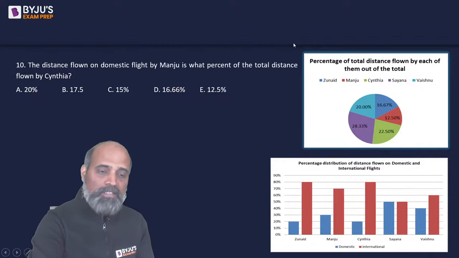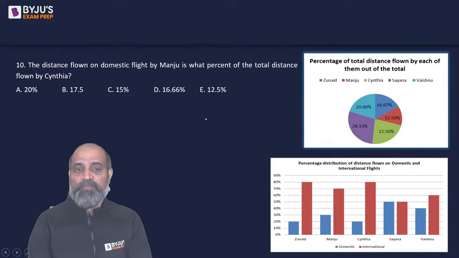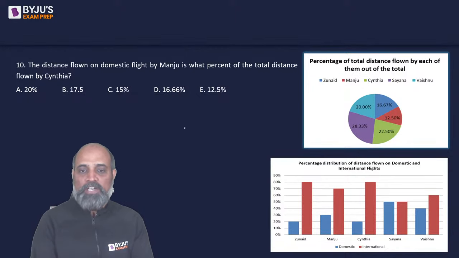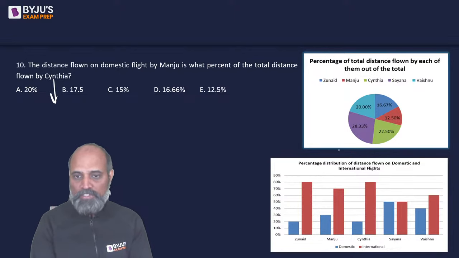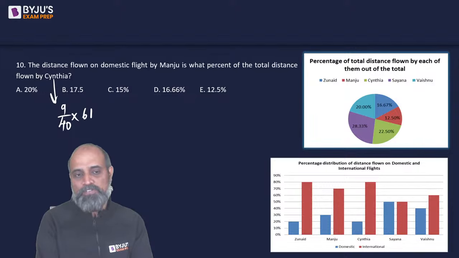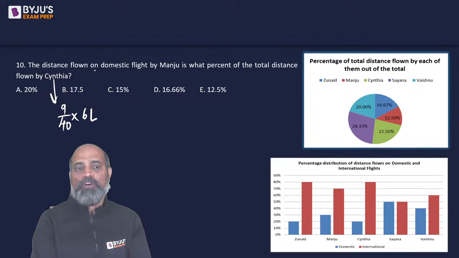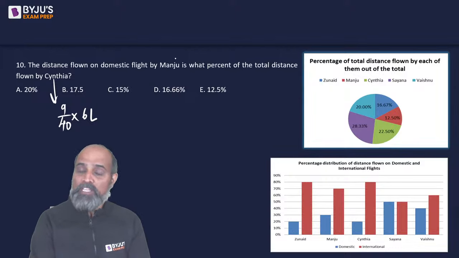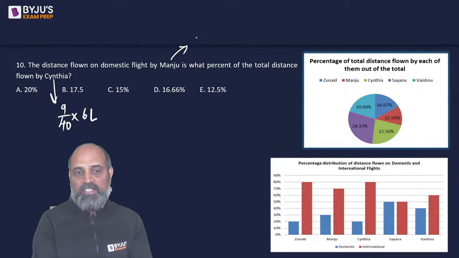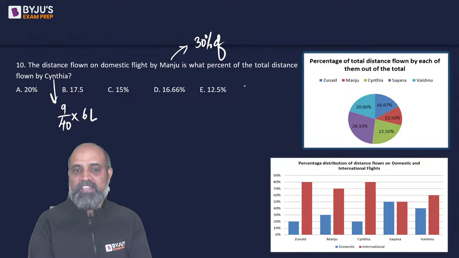Okay. The distance flown on domestic flight by Manju is what percent of the total distance flown by Cynthia? Okay, so if I talk about Cynthia has flown green color 22.5%, which we have already calculated as 9/40 of 6 lakh kilometers. And what is the distance flown on domestic flight by Manju? So how much has Manju done? So Manju has domestic, it's 30% of, Manju is brick color, 12.5%, which is I believe 1/8 of 6 lakh.